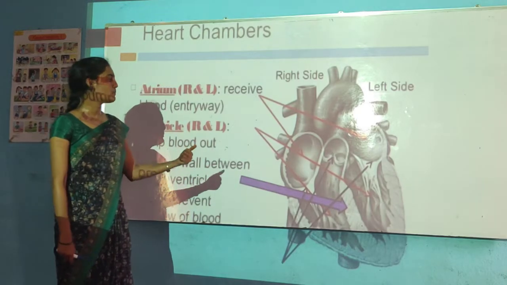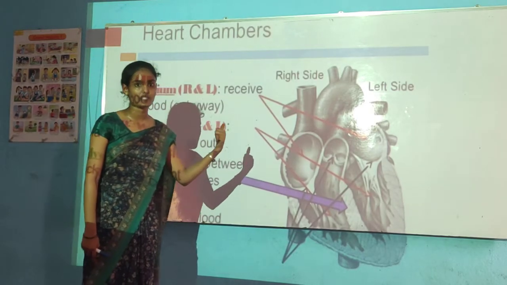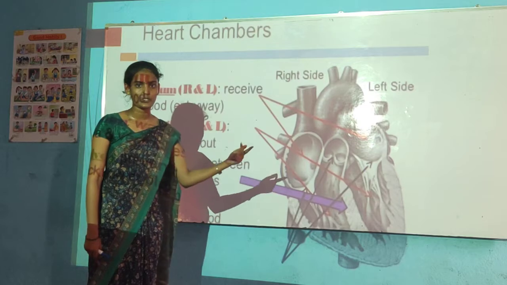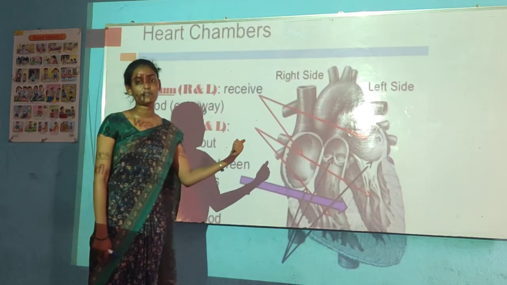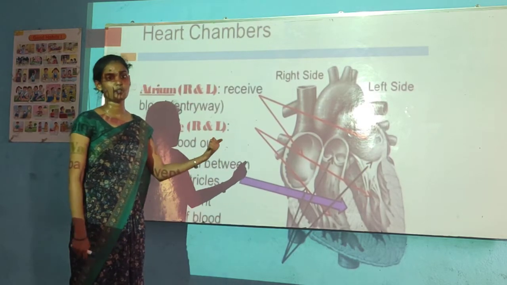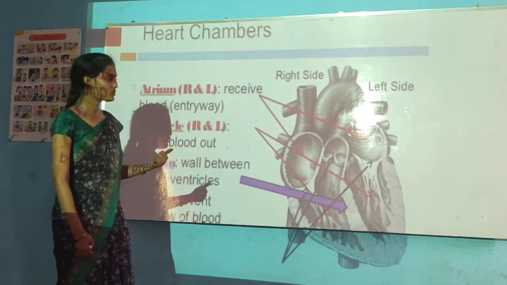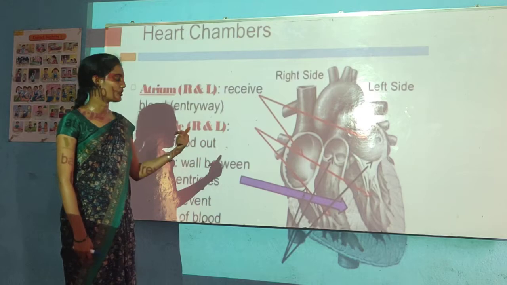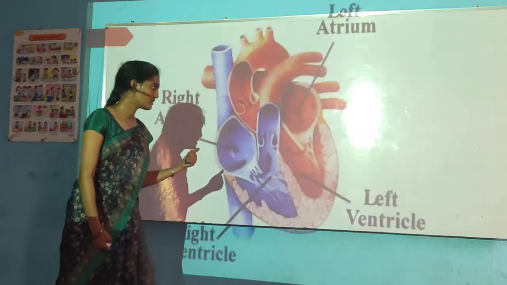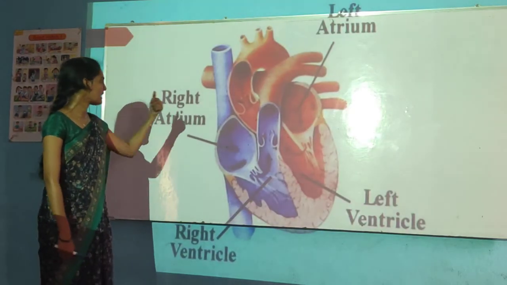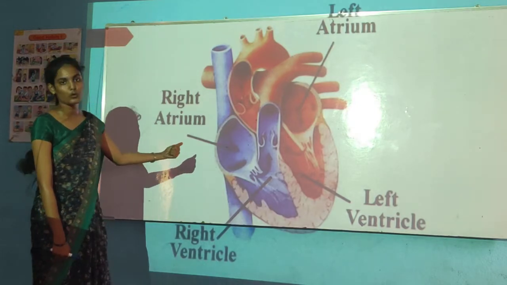Also, in between those chambers, between the right atrium and right ventricle, and the left atrium and left ventricle, there are valves, which act like doors and stop the flow of blood back into the chambers. Those are called heart valves.